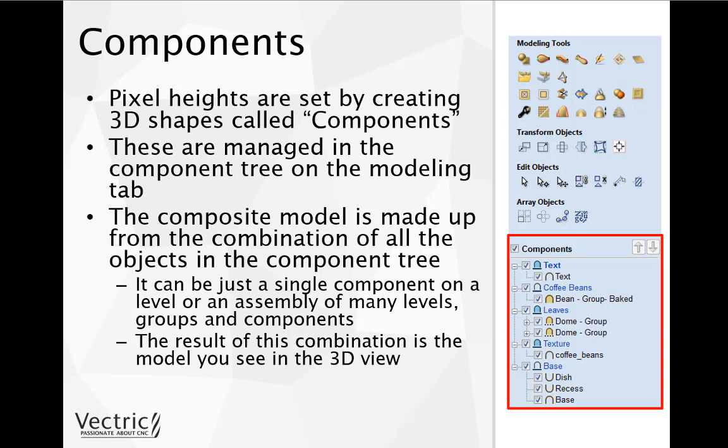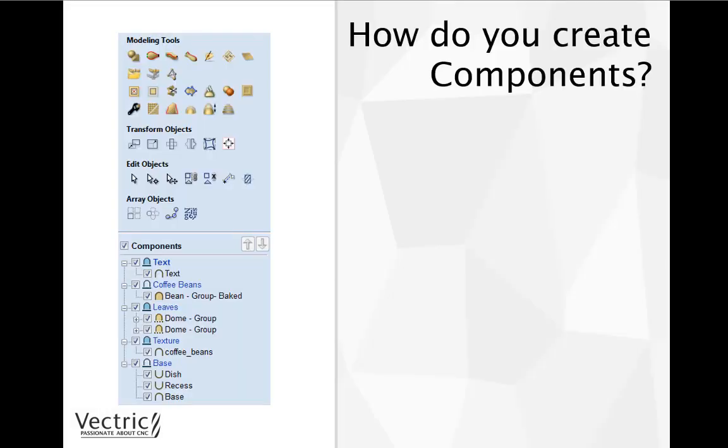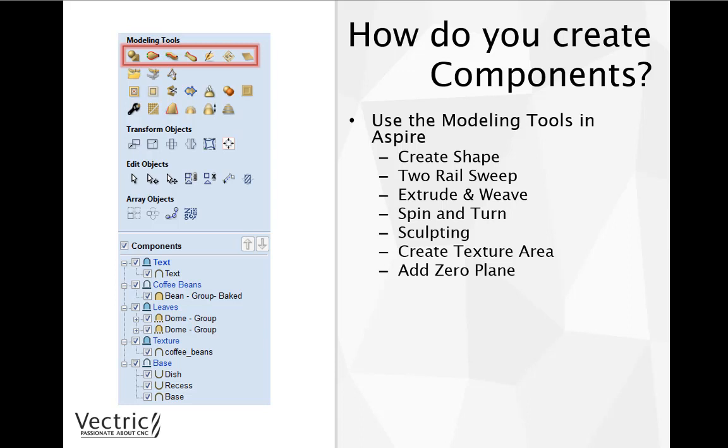So how do we generate these components? Now there are a couple of ways to do this. So one way is that we could use the modelling tools in Aspire to create different types of shapes. Now the model making tools are available at the top section of the modelling tools, as highlighted in the image to the left, is where we'd go to create our components, where we could look at using the create shape tool, where we'd take a vector and we could build that into a round or angled or even a flat shape. We could look at using the two rail sweep and the extrude and weave tool to create swept shapes.